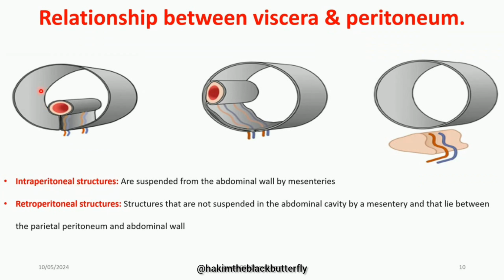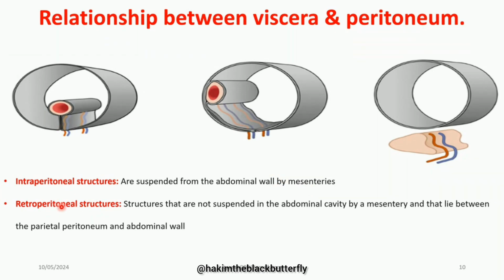Intra doesn't mean that they are within the cavity. You can see the cavity is free, it has only fluid, but they are almost enclosed by the visceral peritoneum. And they are suspended to or from the abdominal wall by these extensions of the visceral peritoneum that we call the mesenteries.